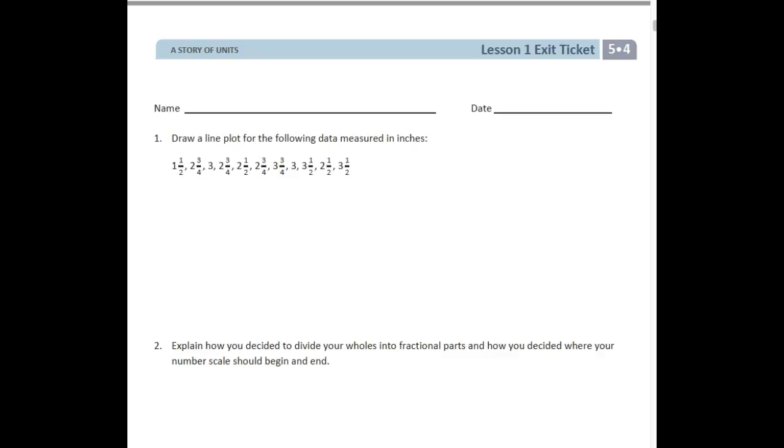This is tonight's homework. But unless you watch the video, right here where it says that you are going to need to draw a line plot, if you don't watch the video, you don't know what they're talking about, right? So here goes the video.